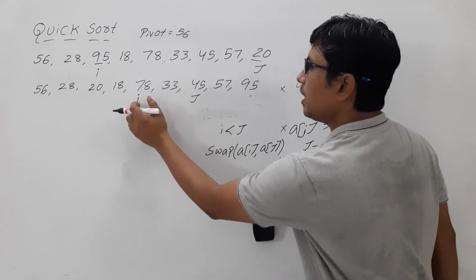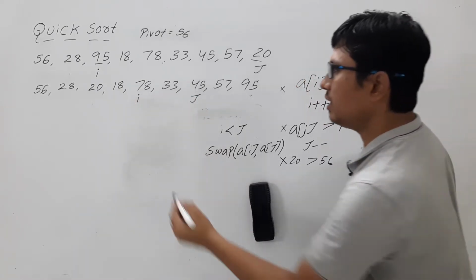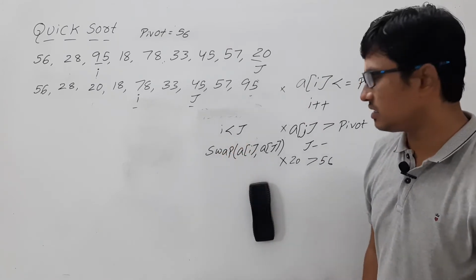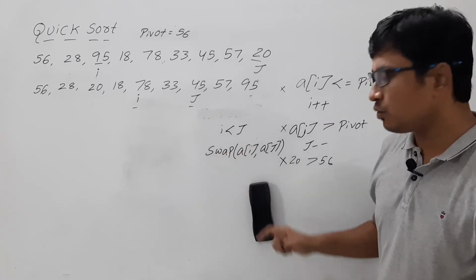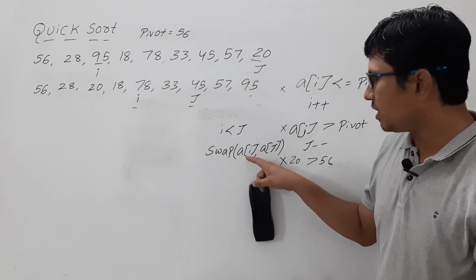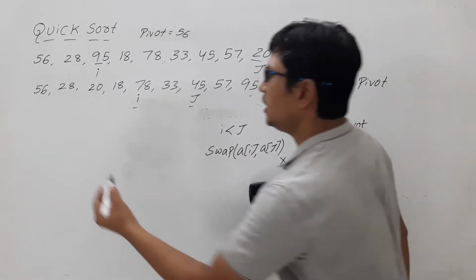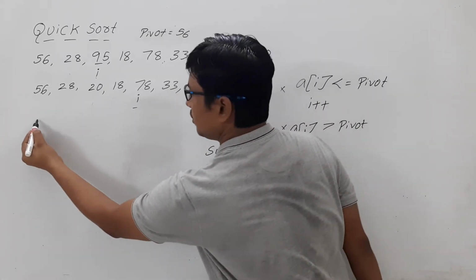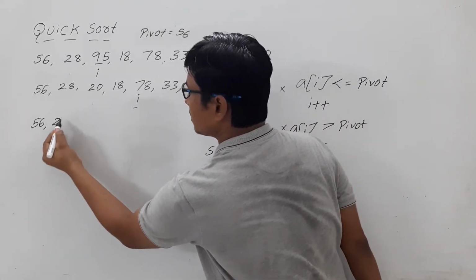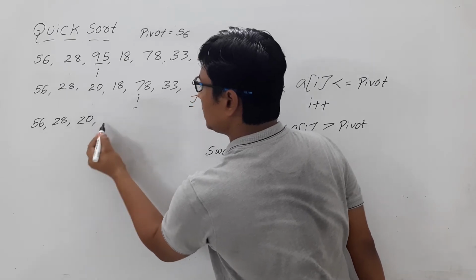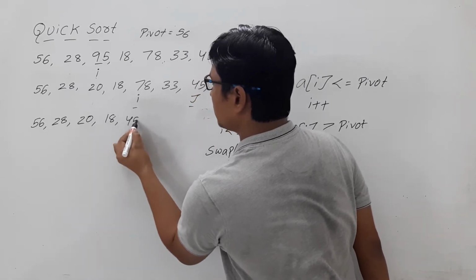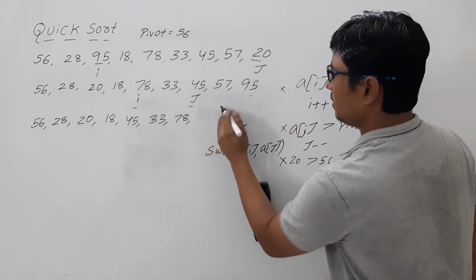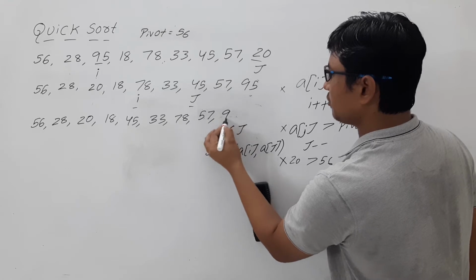It is okay. Now look at the I value and j value. I is here and j is here. So still I is less than j. If I is less than j, what do you need to do? You need to swap A of I and A of j. If I swap the 78 and 45 positions, what will I get? 56, 28, 20, 18, 45, 33, 78, 57, 95. Is it clear?